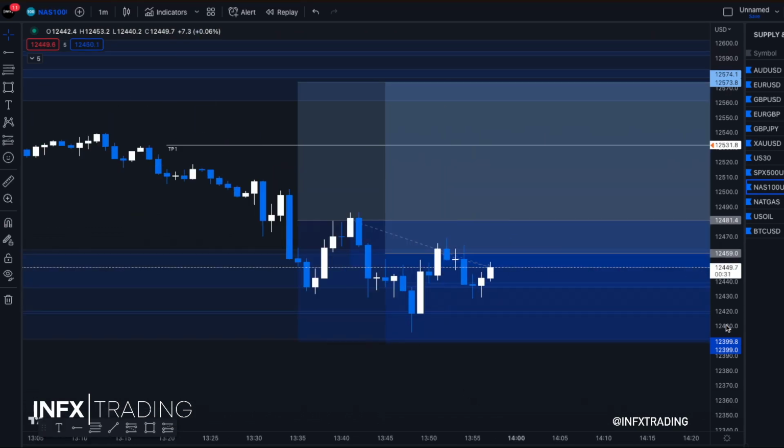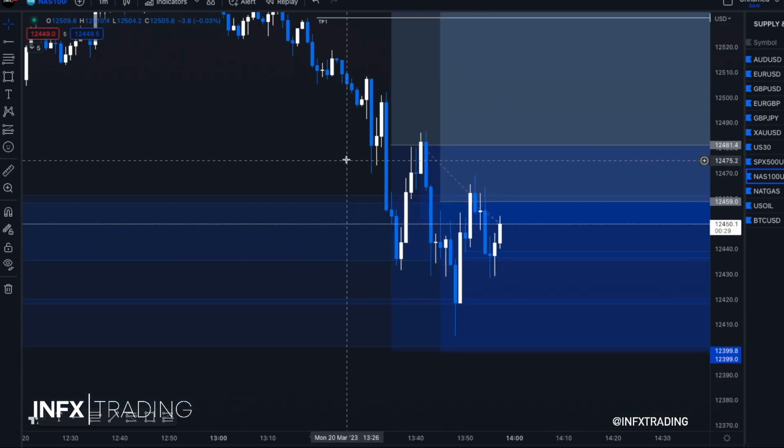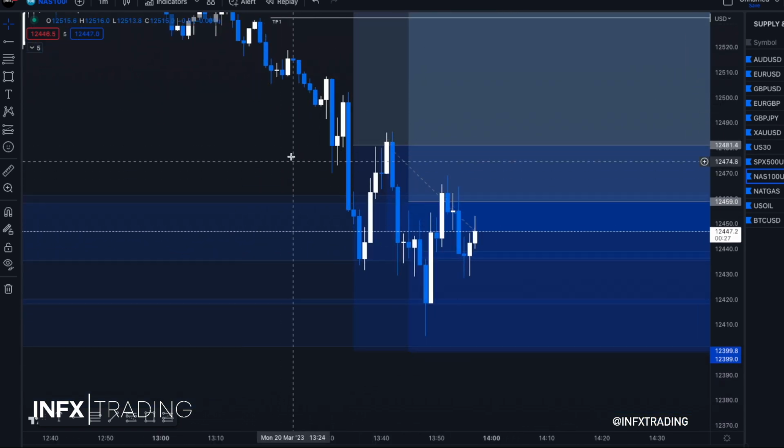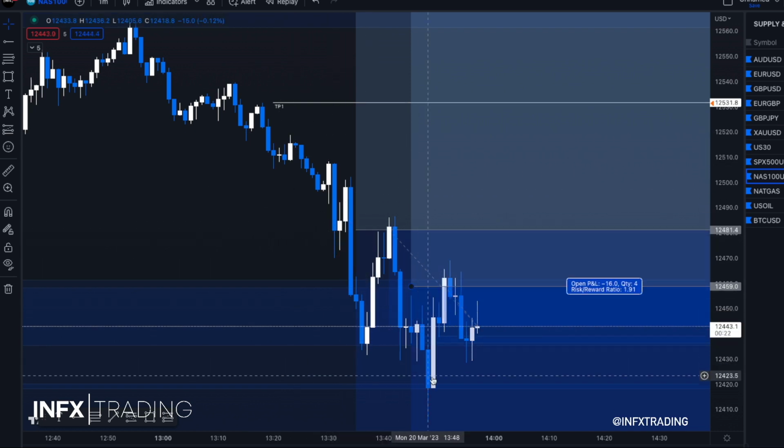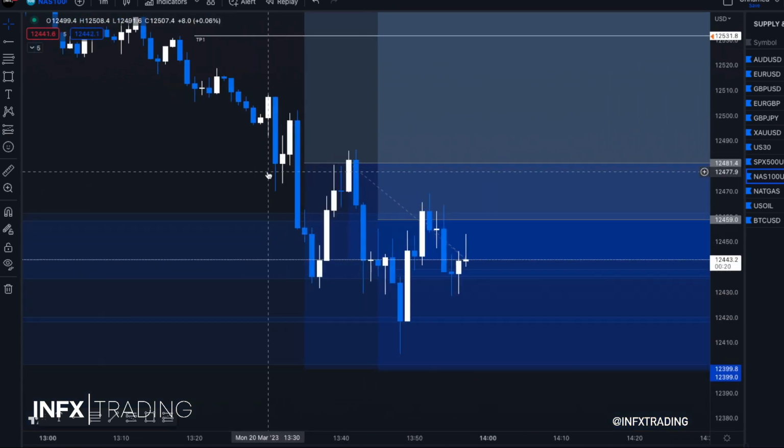Okay guys, so just jumping in here on the 1 minute chart, I just wanted to show you something that's quite interesting. So as you can see on the 1 minute chart, we've been in this lower trend, which has taken us down to take out these gaps. We've recently had a change in the character of the trend.